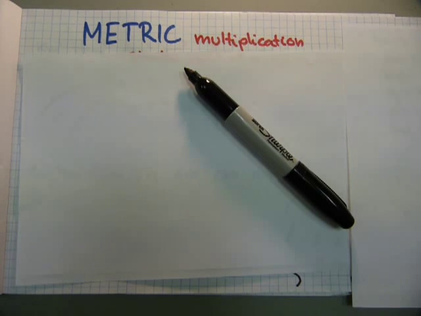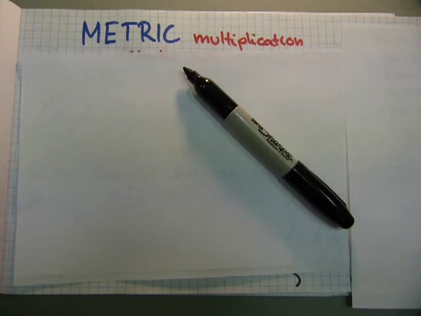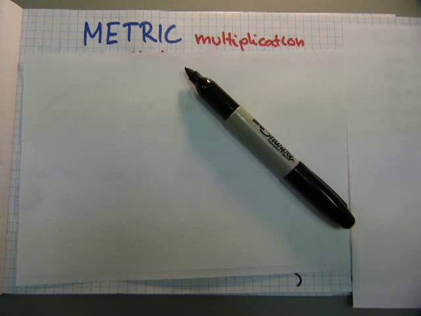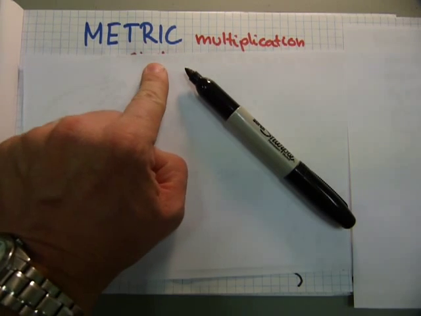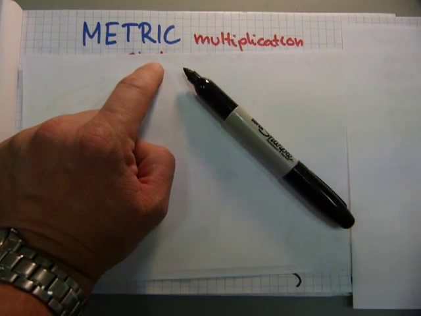Welcome to metric multiplication. Some of this will be simple, some of this will be quite tricky, so you gotta pay really close attention here. The simple cases are when one of the numbers will have a metric unit of measurement with it.